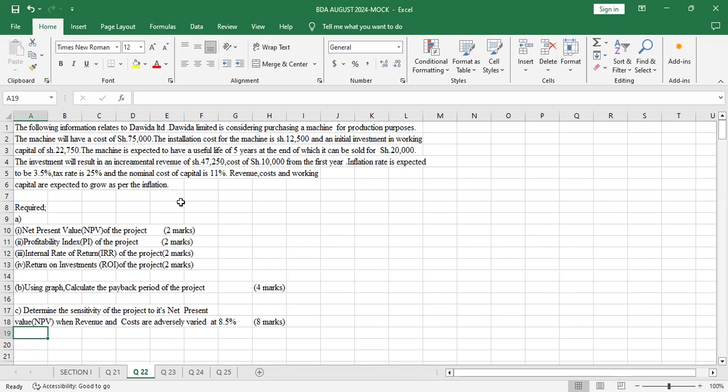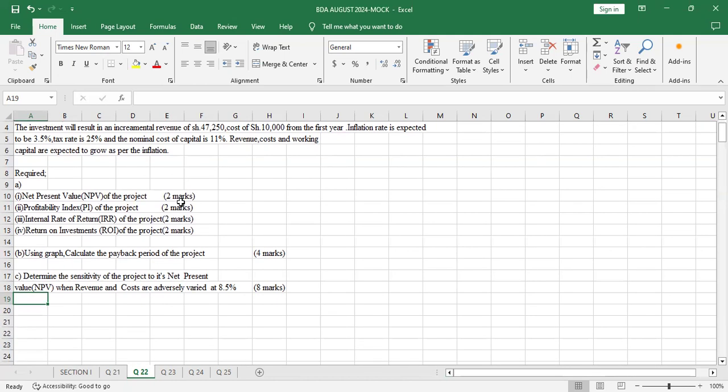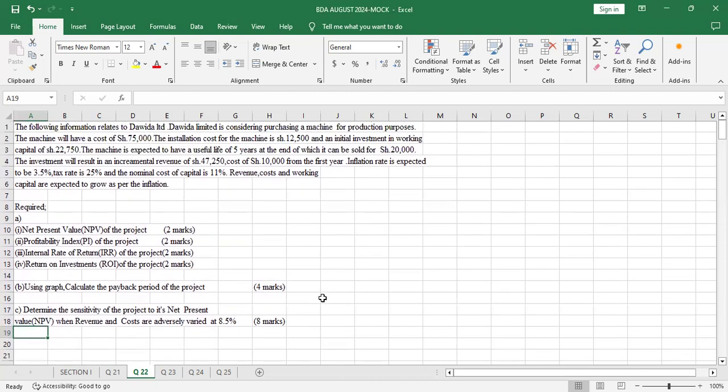Roman 2, profitability index of the project. Roman 3, internal rate of return of the project. Roman 4, return on investments of the project. Then part B, using graph, calculate the payback period of the project. Then part C, determine the sensitivity of the project to its net present value when revenue and costs are adversely varied at 8.5%. Yeah, so we'll do this question.